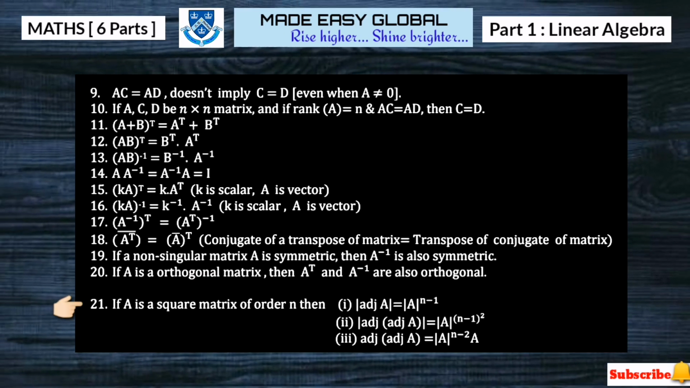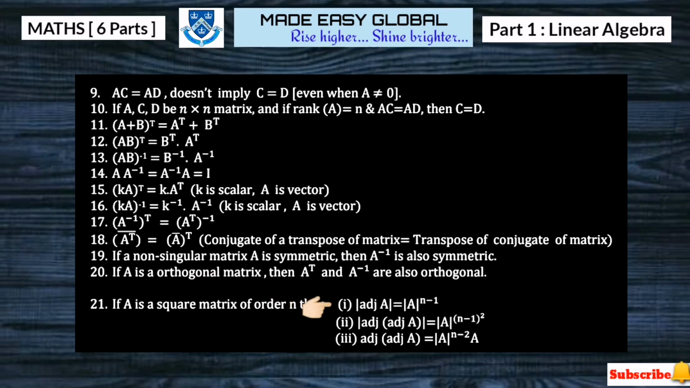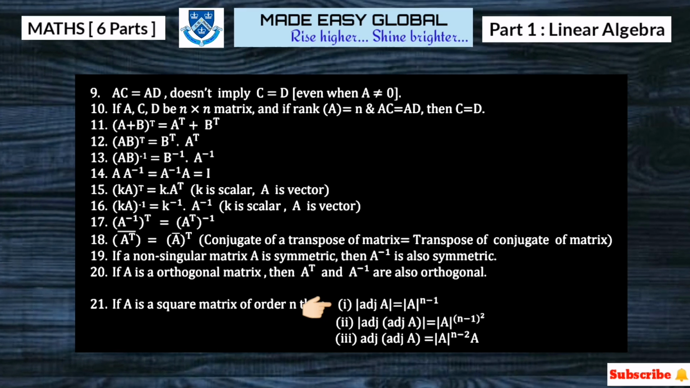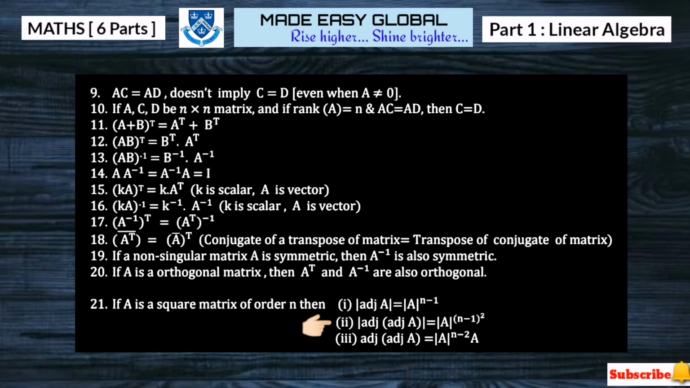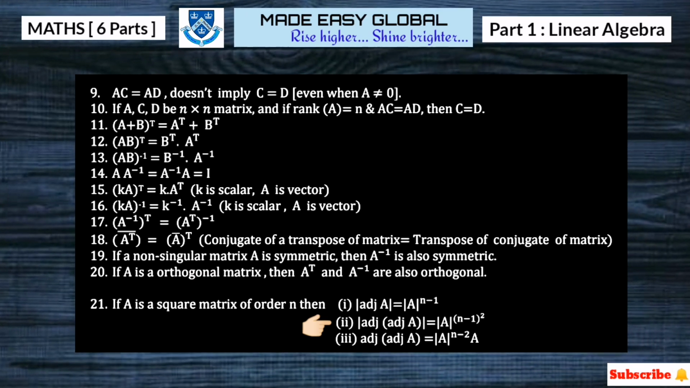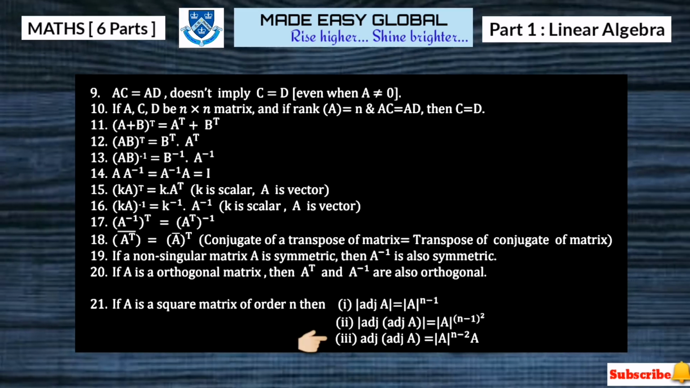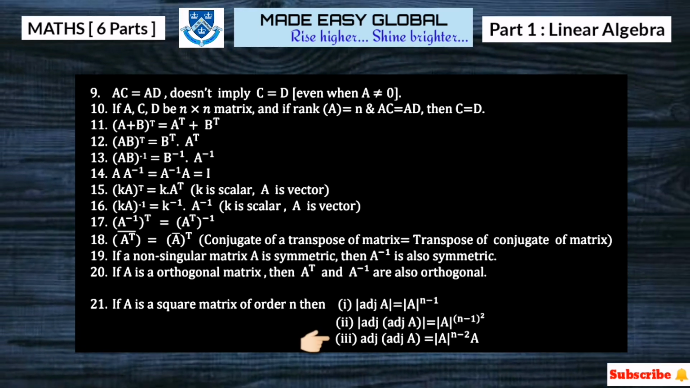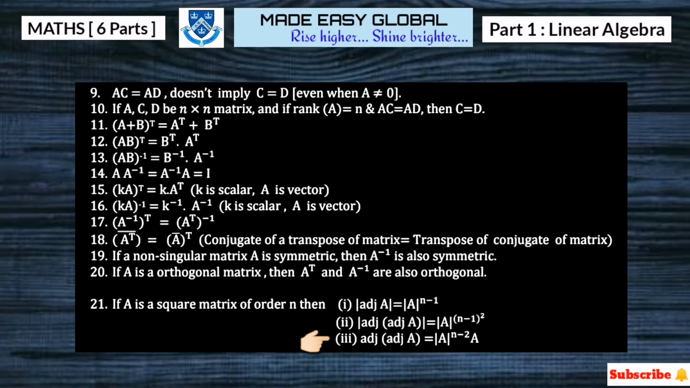Then the last one is, if A is a square matrix of order n, then the first one is determinant of adjoint A is equal to determinant of A raised to n minus 1. Then the second one is determinant of adjoint of adjoint A is equal to determinant of A raised to (n minus 1) square. Then the third one is adjoint of adjoint A is equal to determinant of A raised to n minus 2 into A.